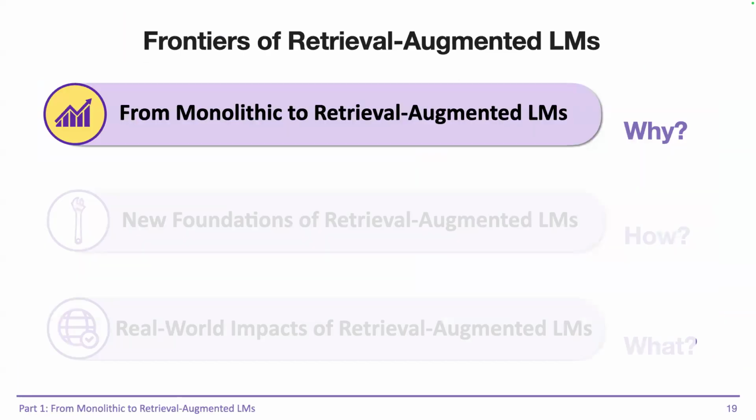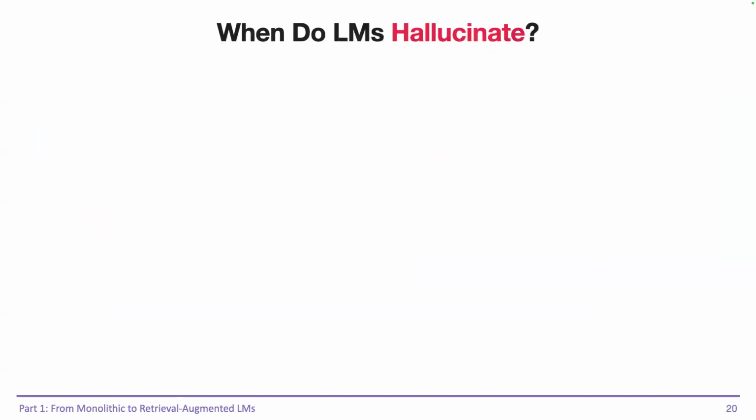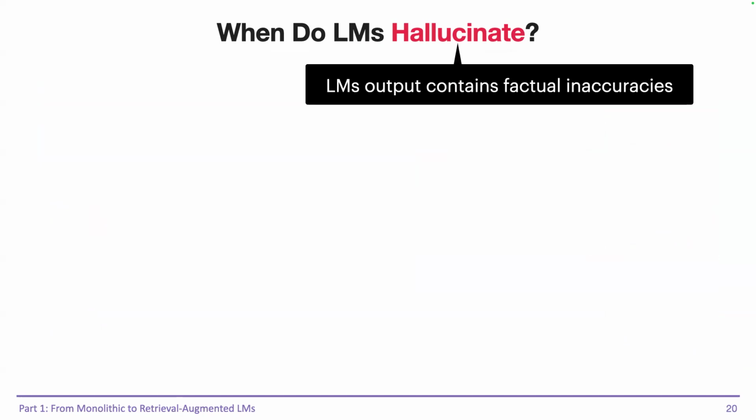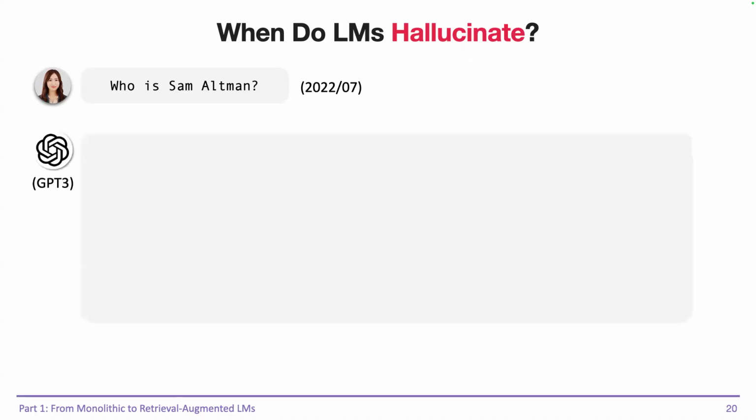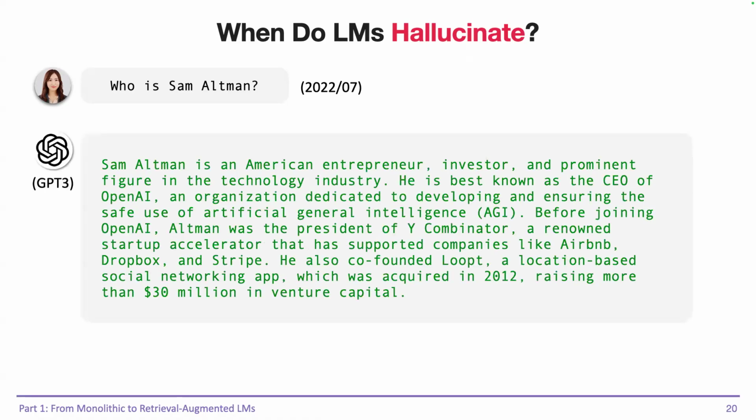Now, let me start by answering the first question: why augment language models instead of just scaling them up? In this section, among many language model limitations, I'll focus on one of the biggest issues: hallucination, factual inaccuracy in language model output. In July 2022, I was testing GPT-3 and was impressed by its ability to handle a variety of my queries. For instance, when I asked, "Who is Sam Altman?" it generated an accurate description stating that he's the CEO of OpenAI.